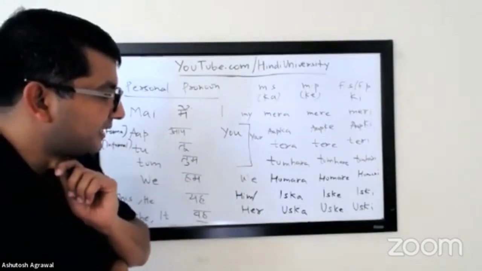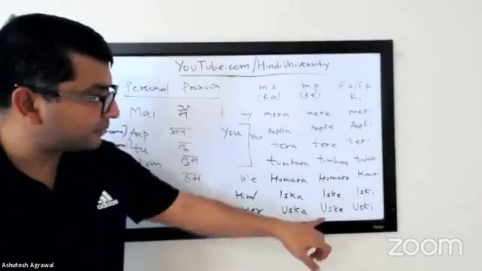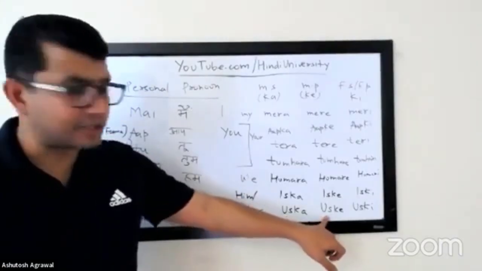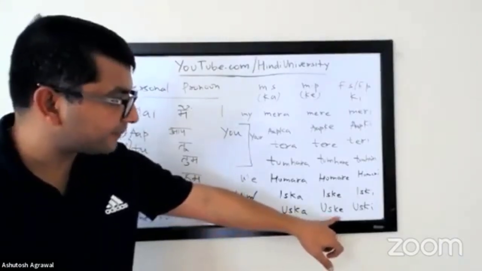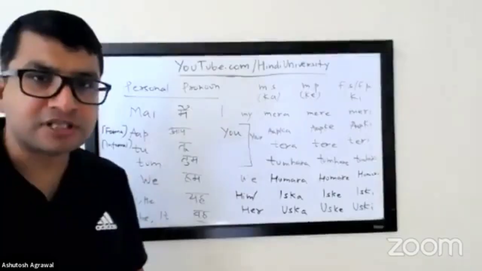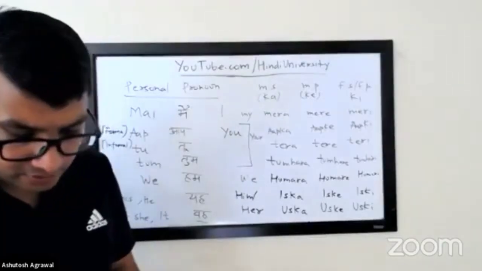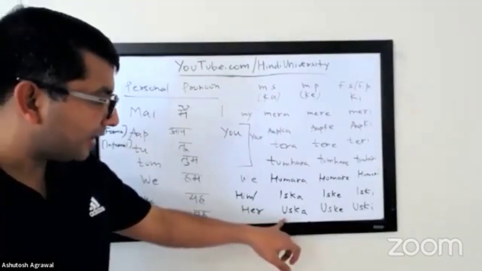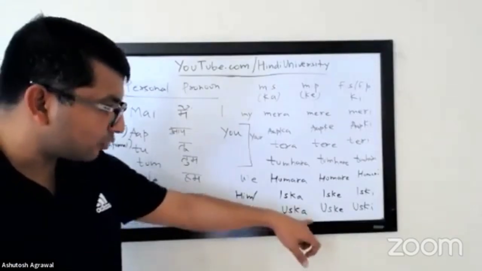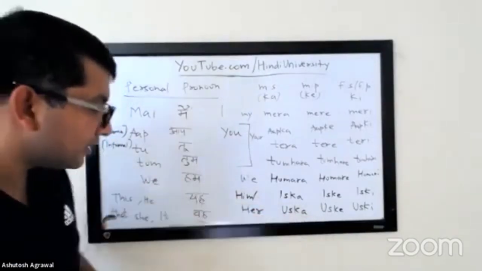Let's say you want to say his father will become uske parents, or uske mata pita. Okay, or uske pita. Let's say you want to say his book, uski kitab, because kitab is feminine singular. Okay, let's say you want to say his garden, uska baag or uska garden. If you don't know the word for garden, you can say uska garden.